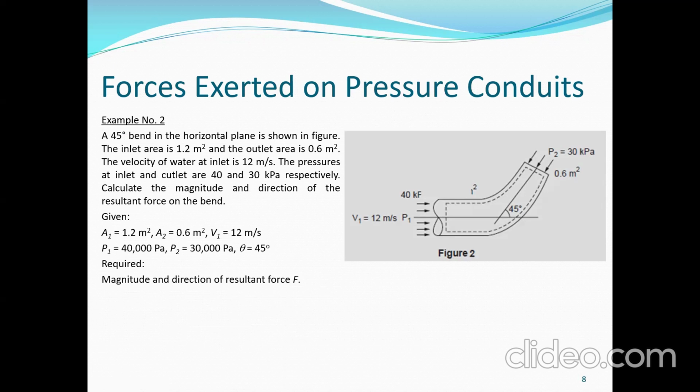So example number 2, a 45 degrees bend in the horizontal plane is shown in the figure. So the inlet area is 1.2 meters squared and the outlet area is 0.6 meters squared. So the velocity of water at inlet is 12 meters per second. So the pressure at inlet and outlet are 40 and 30 kilopascal respectively. So calculate the magnitude and direction of the resultant force on the bend.